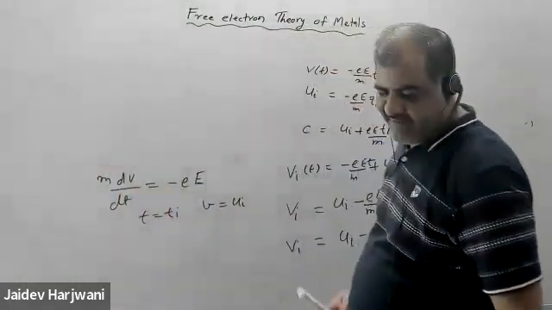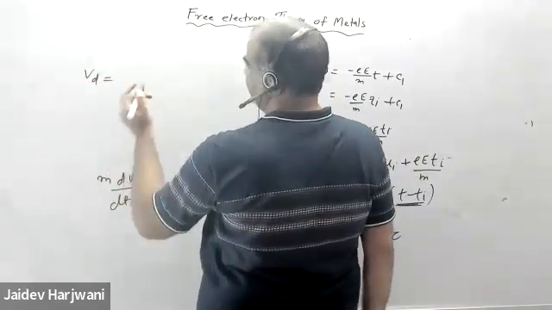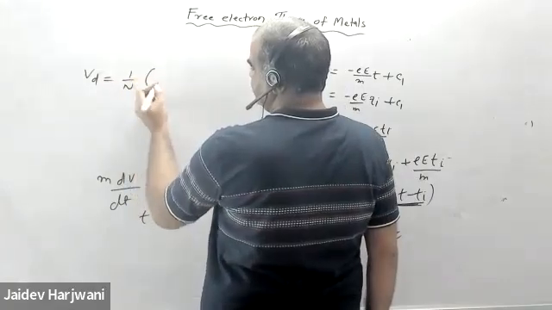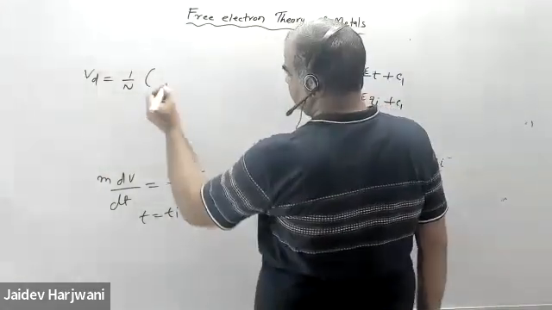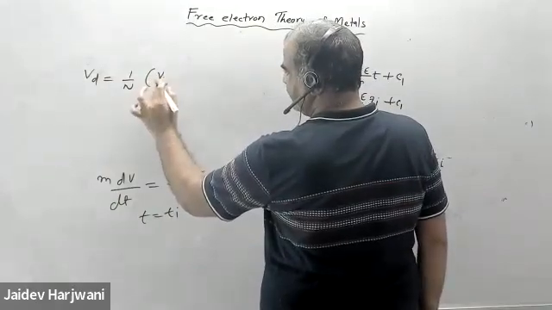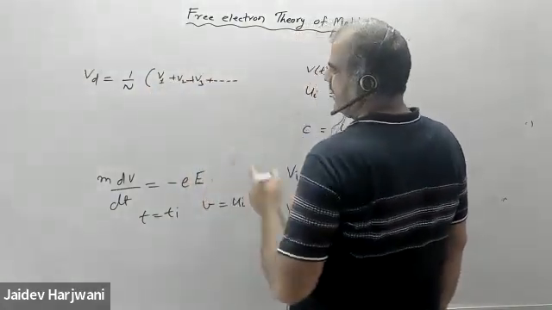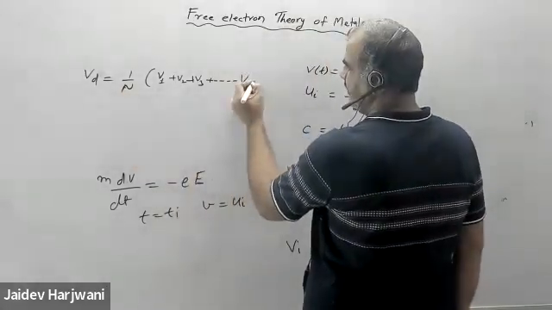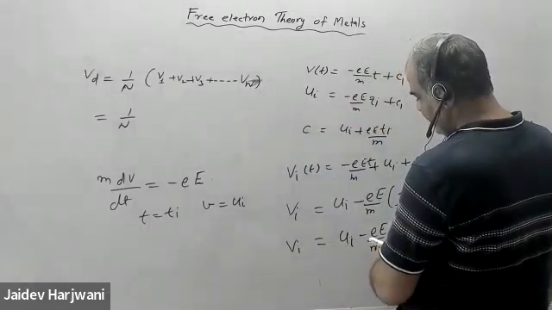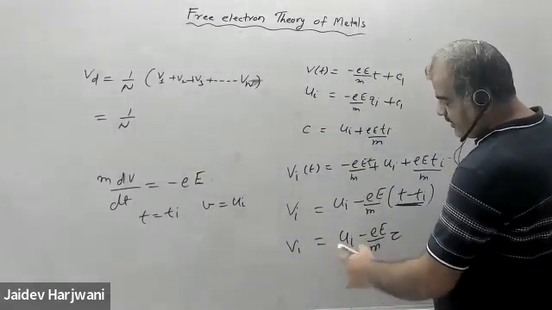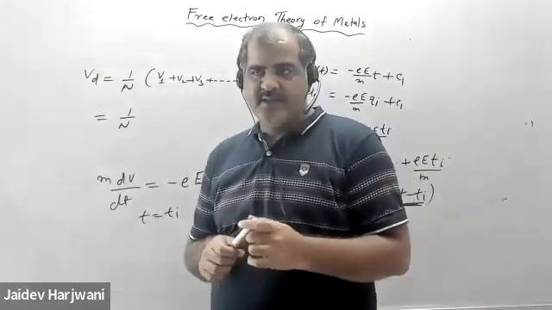Drift velocity is simply the average of the velocities of all the electrons. So the drift velocity is equal to 1 upon n times the sum: v1 plus v2 plus v3, and we have n electrons, so I can go up to vn. If I put in the values of v1, v2, v3, what will happen? The sum of all the ui will become 0, because it is random, just before the collision.